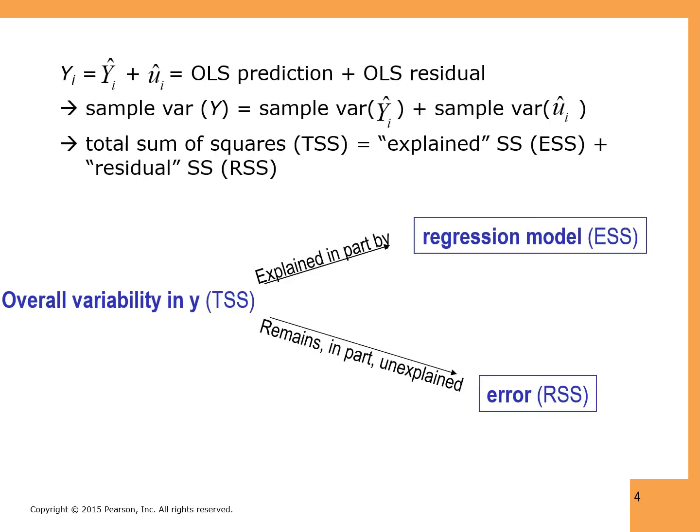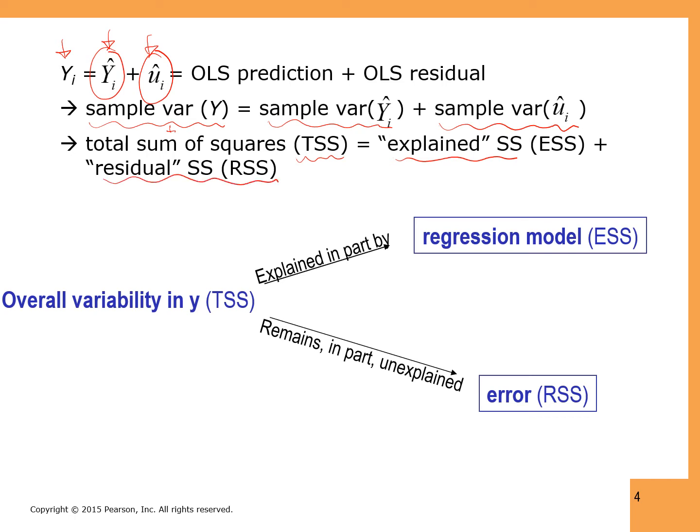As we have explained in the previous slide, the observed value y can be decomposed into what is explained by the regression, y hat i, and what cannot be explained by the regression, which is u hat i. When you take the sample variance of each of these terms, you have the sample variance of y equal to the sample variance of y hat i plus the sample variance of u hat i. So we call this the total sum of squares. TSS is composed of what is explained plus what is not explained.